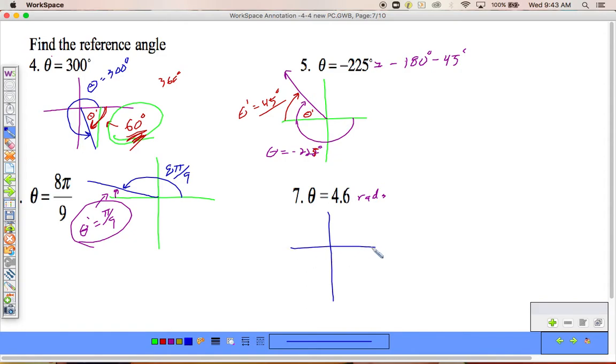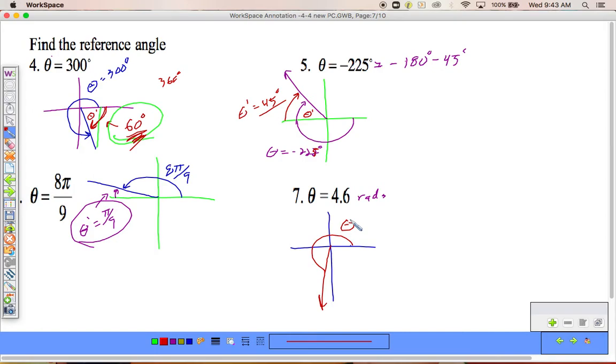All right, so we have to figure out where this angle is. And I will tell you that this angle, let me do a different color, is going to be almost to the bottom. So 4.6 radians, I'm going to tell you, is almost to the bottom.